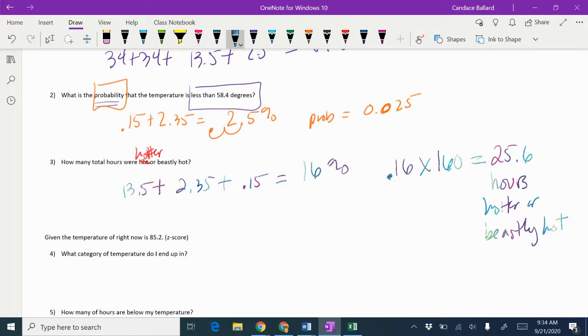Normally I make you do way more work. All right, so hopefully that helps with that middle section.